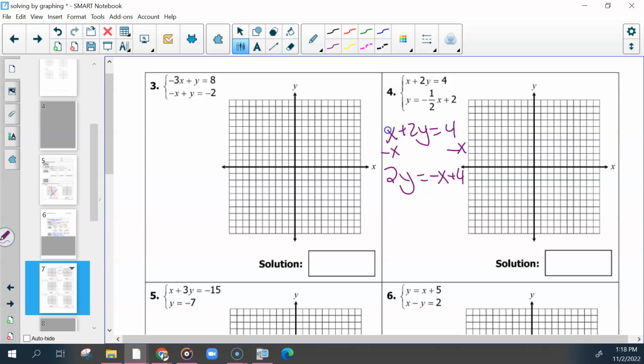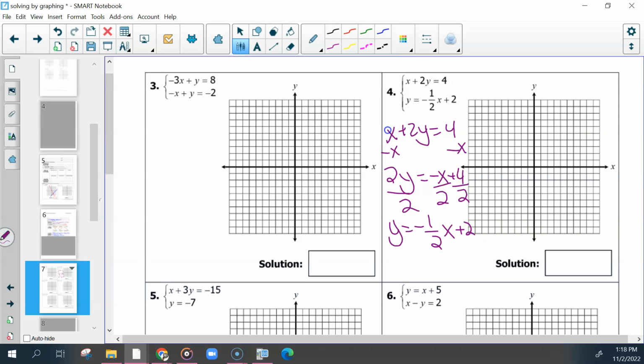And then to get y by itself, divide everything by 2. So this would be y equals -1/2 x plus 2. Look at the equations. What do you notice? They're equal, they're exactly the same.